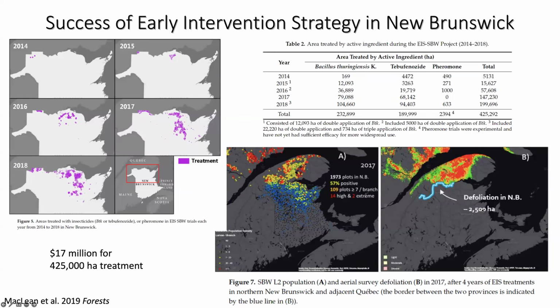And when you look at defoliation surveys in 2017, we see that there's not a lot of defoliation occurring across that boundary delineated in blue. So that suggests that perhaps the spray program, which was targeting that area, may have been somewhat successful in reducing the spread of eastern spruce budworm across New Brunswick.